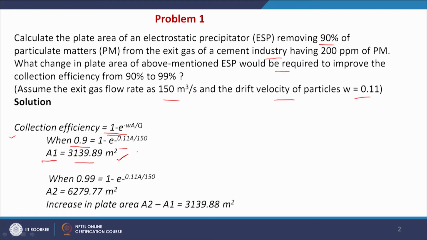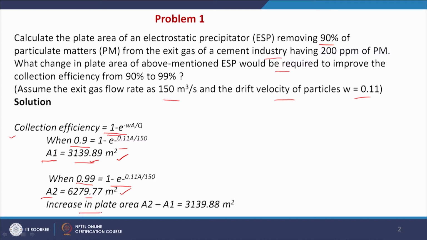Now, if we need to increase the efficiency from 90 to 99%, then the final efficiency will be 0.99, that is equal to 1 minus e to the power minus 0.11 A by 150. Here we will get the value of A, that will be A 2. Solving this expression, we get 6279.77 meter square. So, this is the area required for the second case, that is for 99% efficiency, and this is the area required for the first case, that is for 90% efficiency.